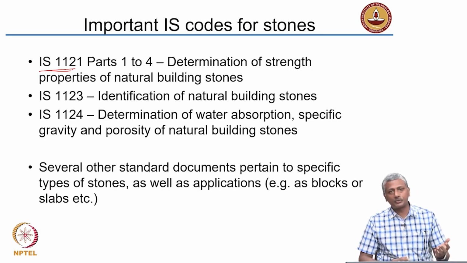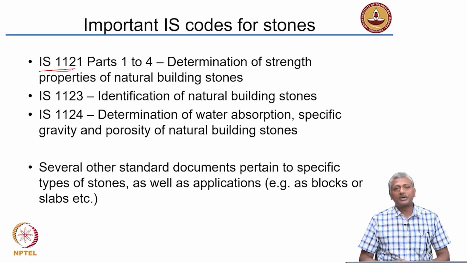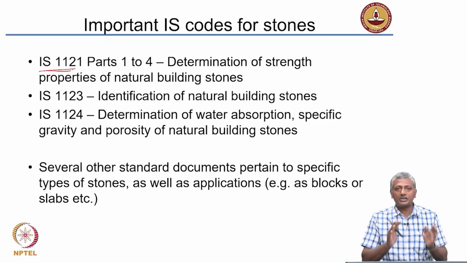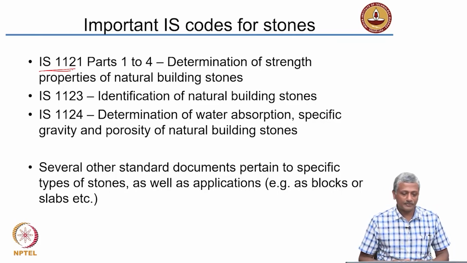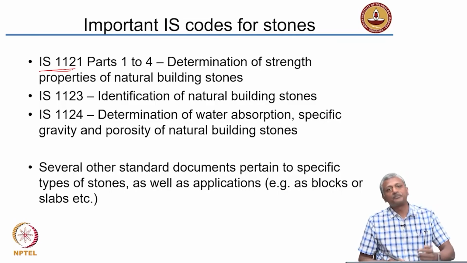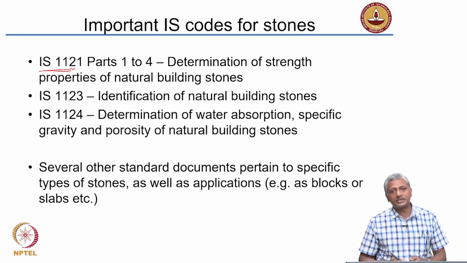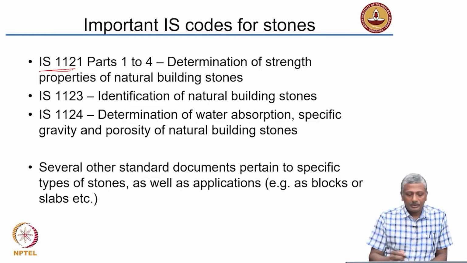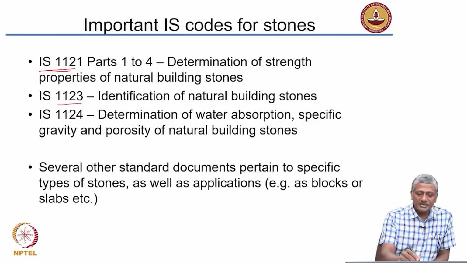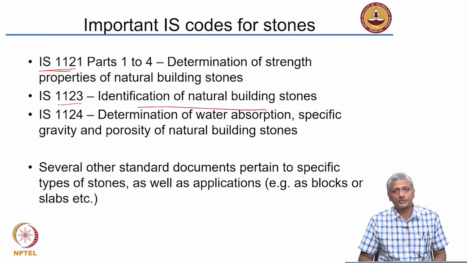Okay, naturally available stones: how to determine the strength, what type of size, what type of orientation you need to have for your specimen, should you test it wet or dry. All those conditions are given very clearly in these codes. And of course, not just compressive strength, but also tensile strength and shear strength determination are covered in this IS 1121. Then you have IS 1123, which basically is identification of natural building stones.